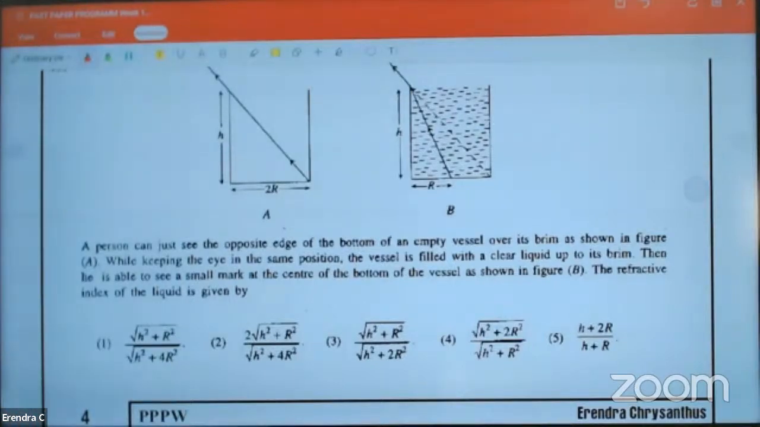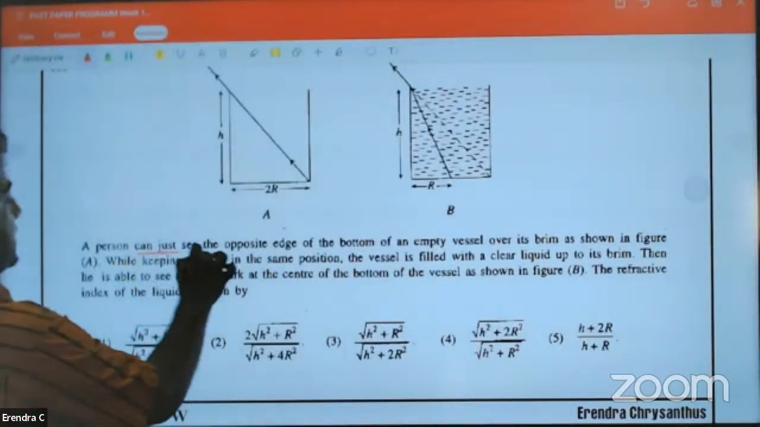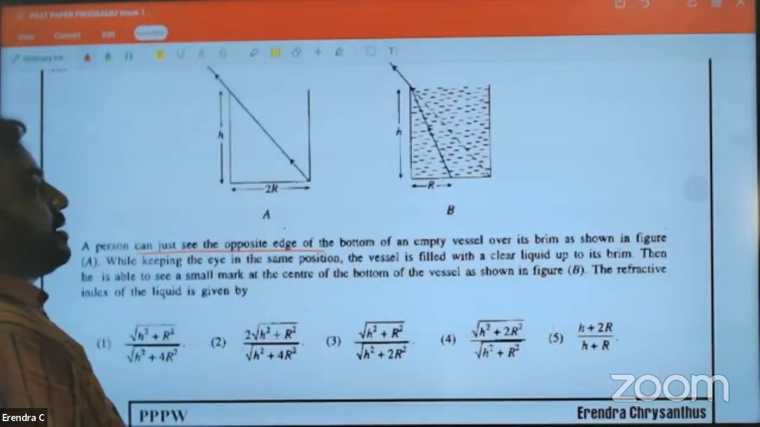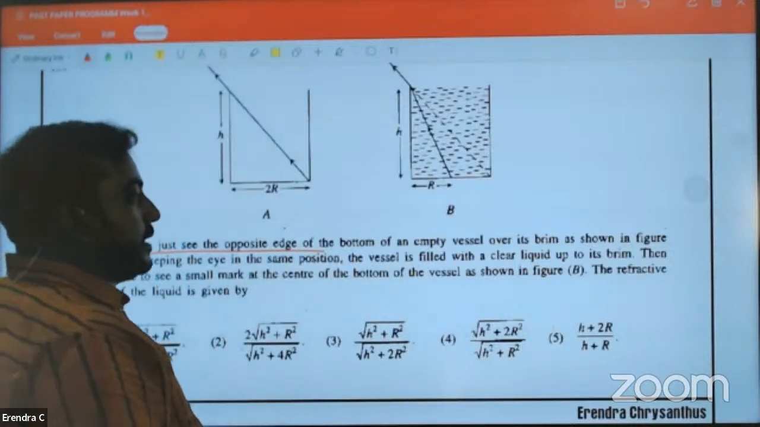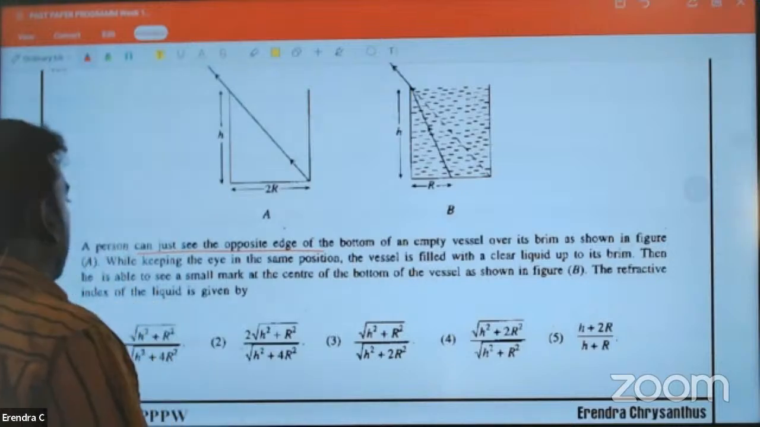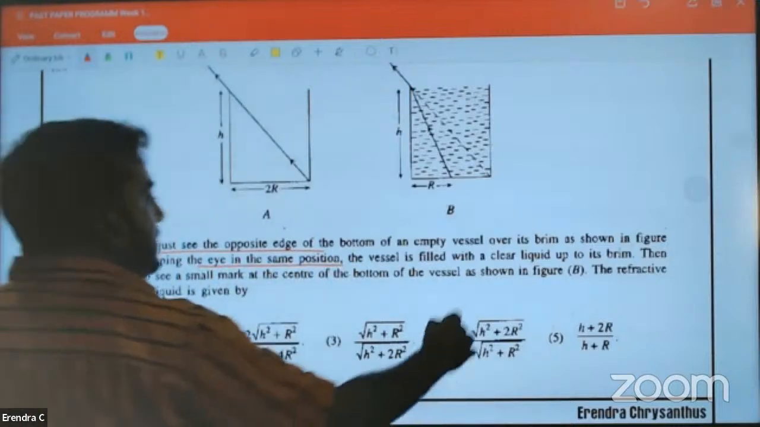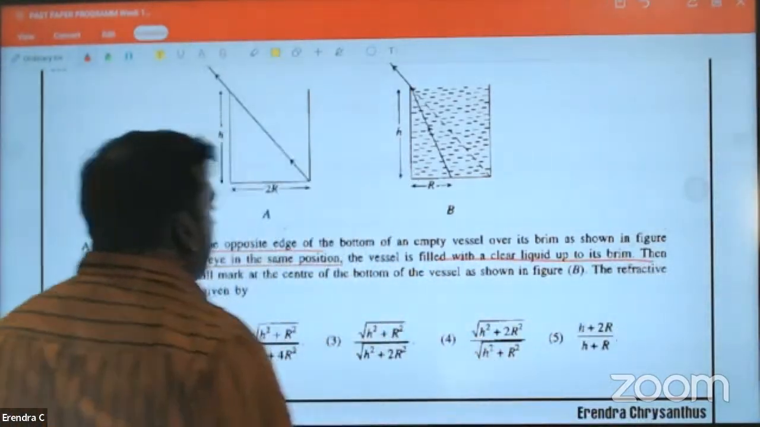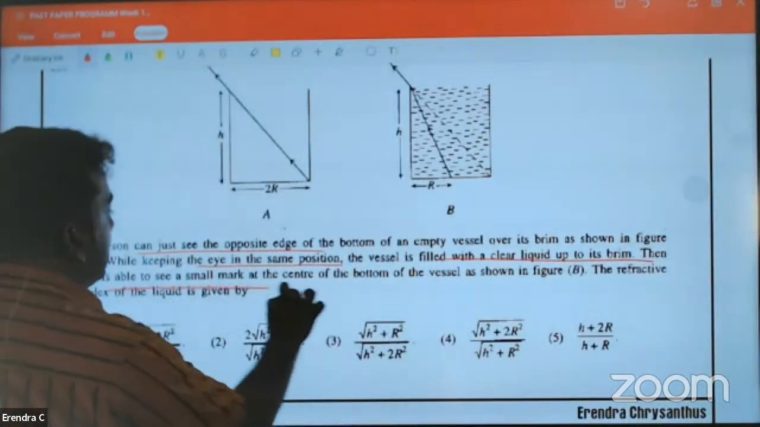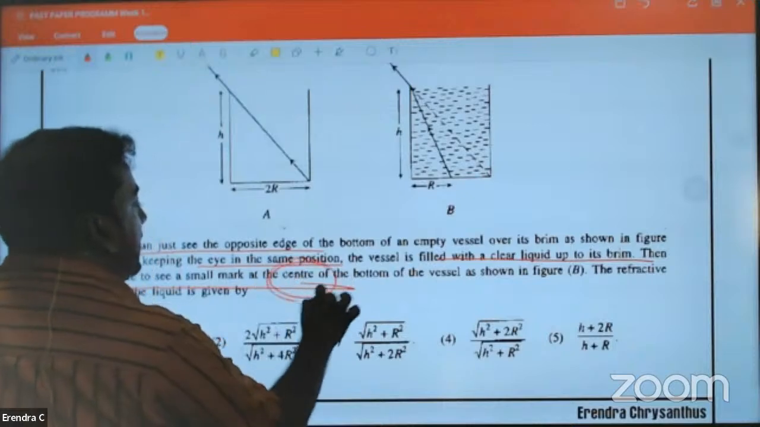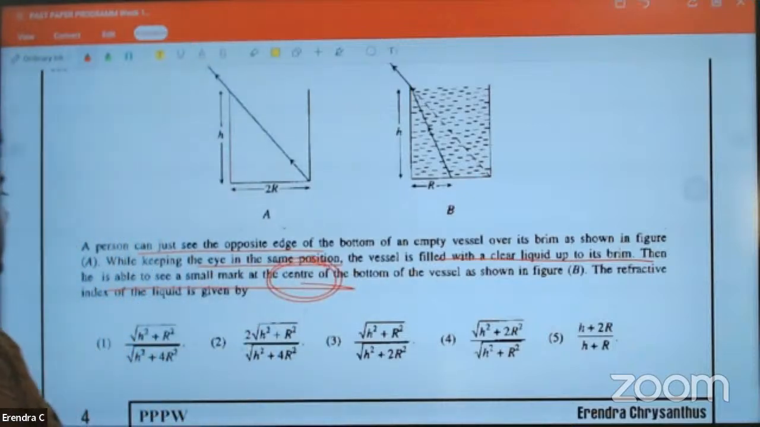A person can just see the opposite edge of the bottom of an empty vessel, as shown in the figure, while keeping the eye in the same position. The vessel is filled with a clear liquid up to the brim. Then he is able to see a small mark at the center. What is the refractive index? Now be careful.